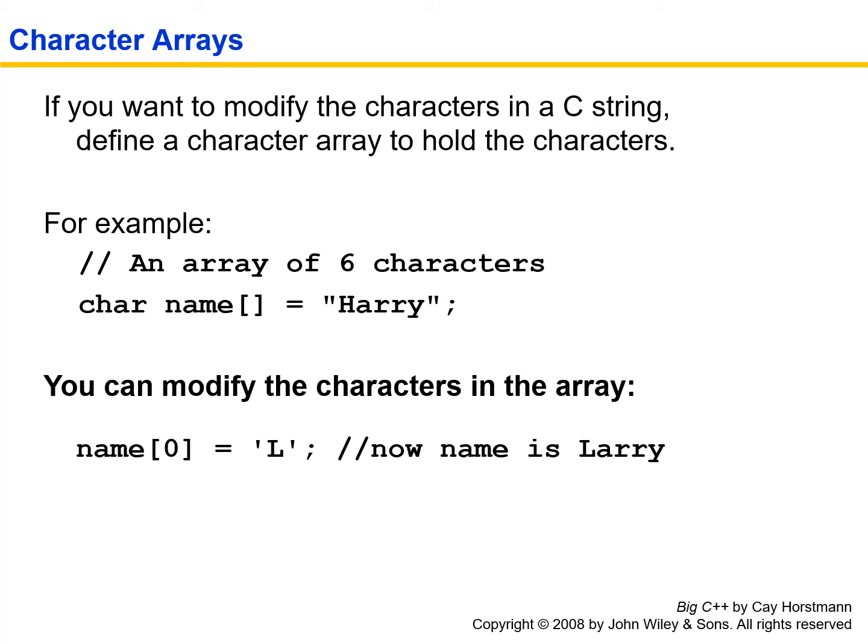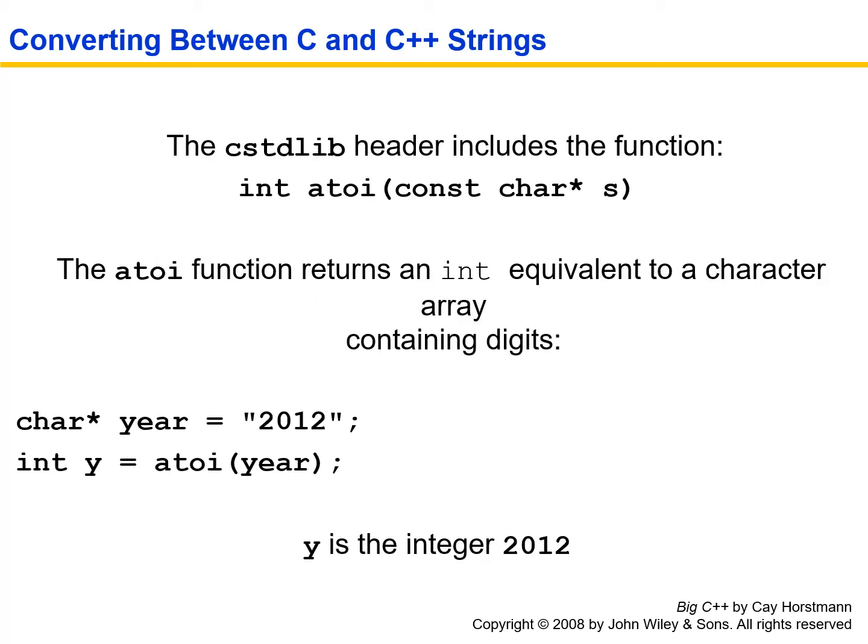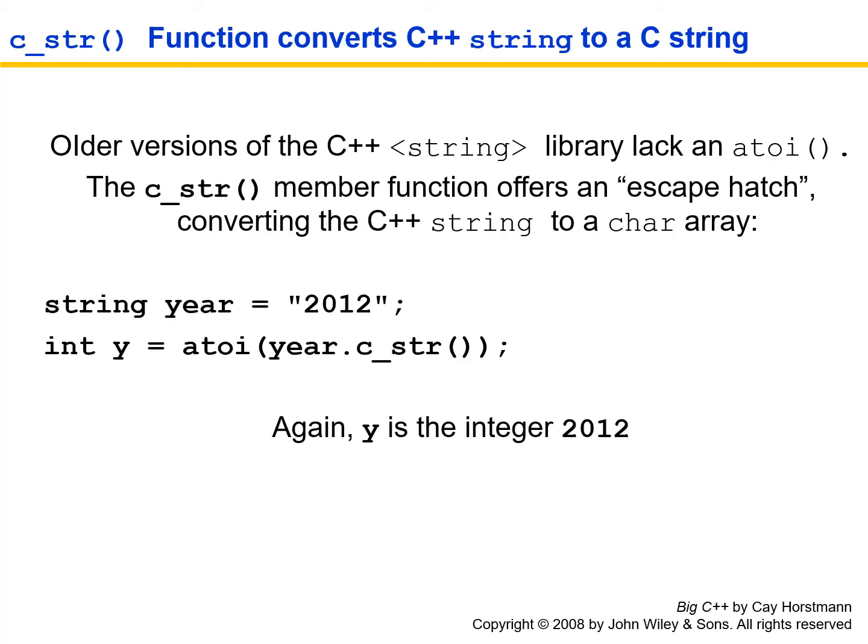Because a C string is just an array, you can modify it using any of the standard ways that you can modify an array. So if we typed name[0] equals 'L', we're going to change Harry to Larry. Okay, the cstdlib header includes the function atoi, a meaning a character, i meaning an integer. So you can pass a character pointer pointing to a null terminated string, and it will do its best to convert that into an integer for you.